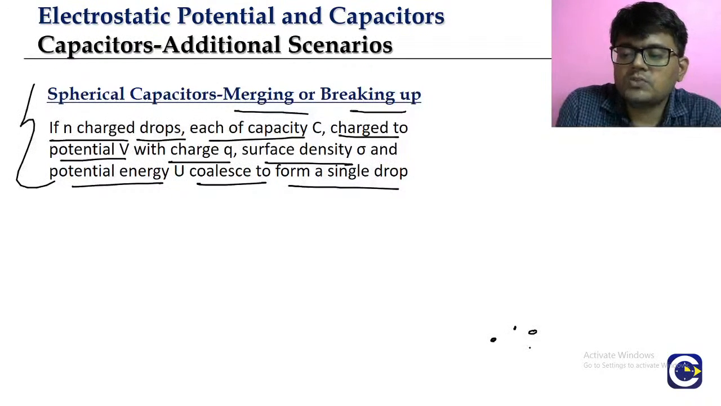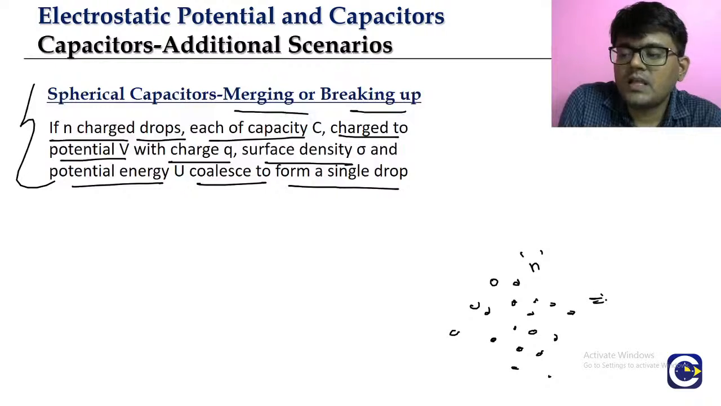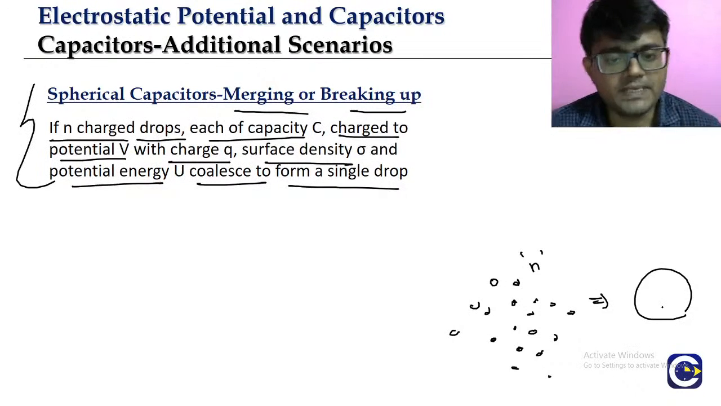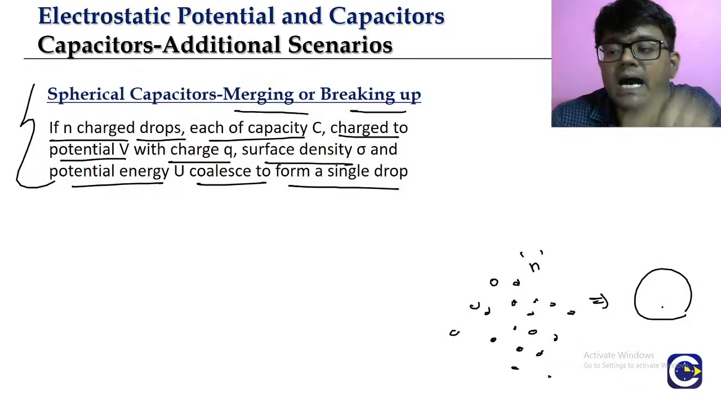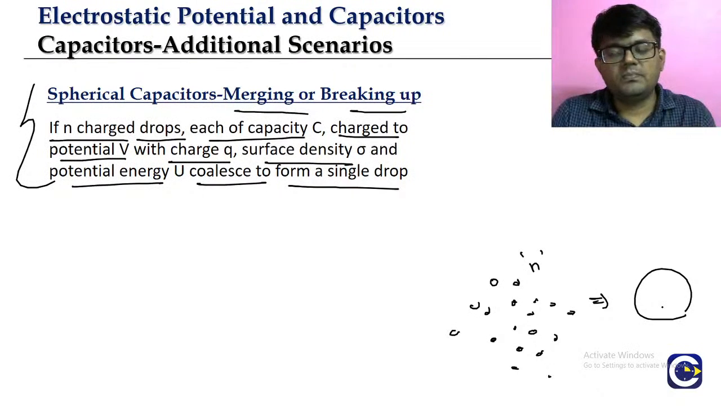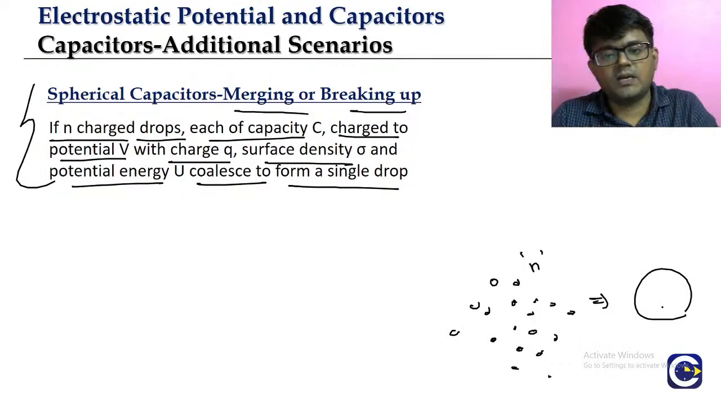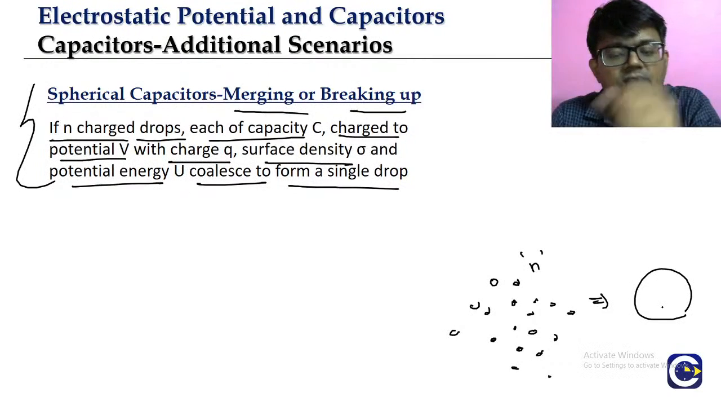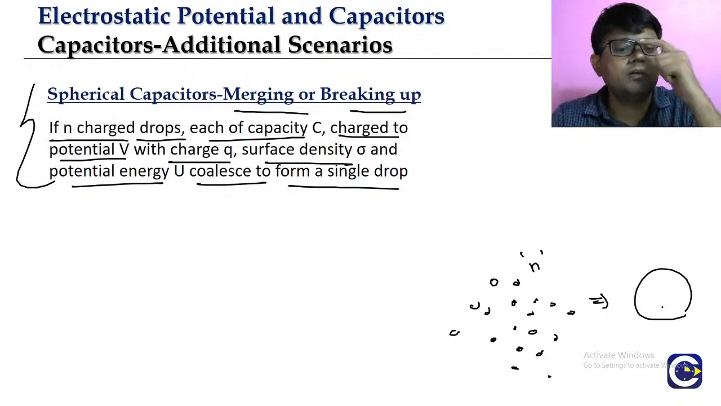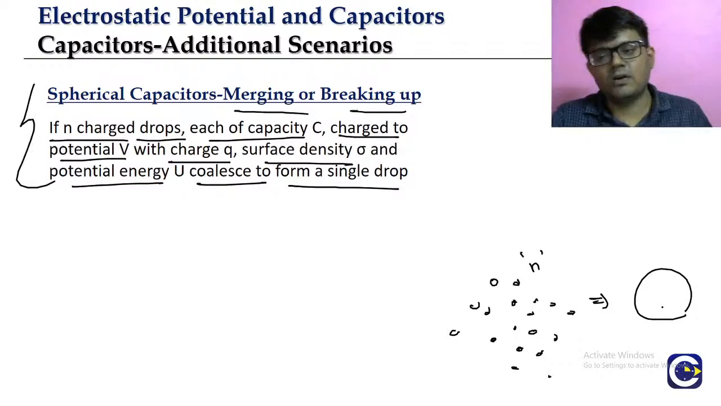So now what is it? We are having small drops. What is the count? N number. Okay? When they merge, we get one single big drop. They will be asking us what is the charge on that bigger drop, what is the capacitance of the bigger drop, what is the potential of that bigger drop, what is the surface density of the bigger drop, and what is the energy of the bigger drop.